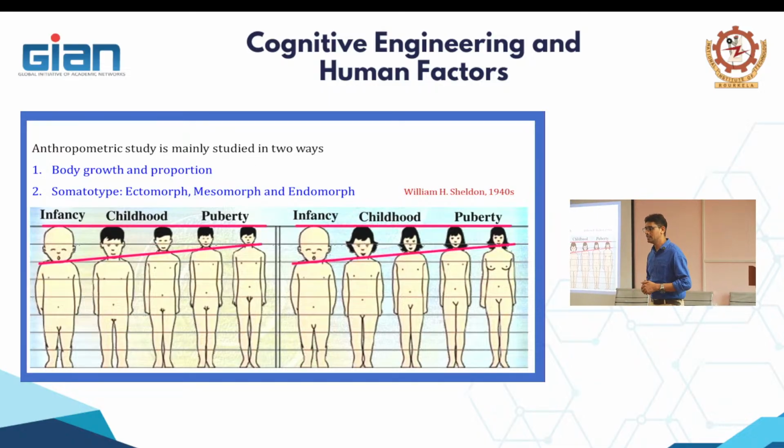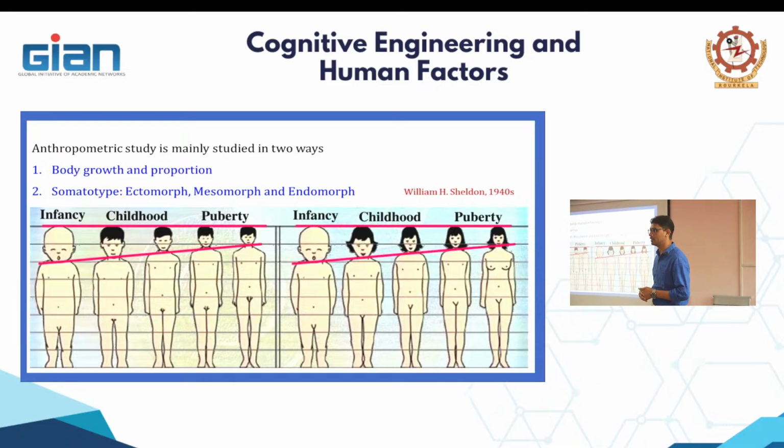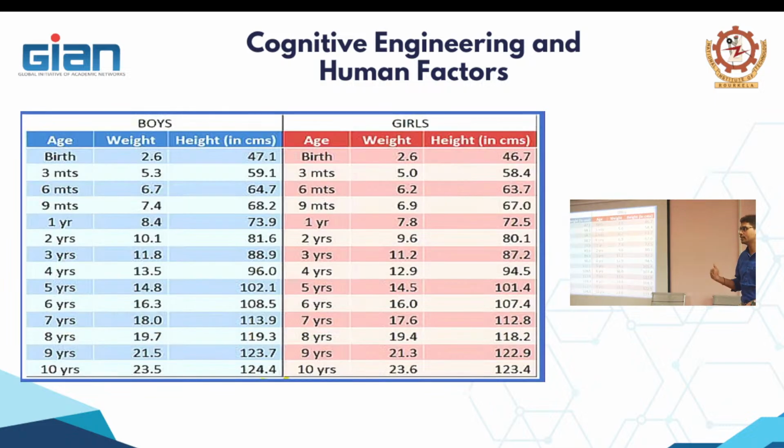Let's say we are designing a pram or a baby walker. That product does not differentiate between a baby boy or a baby girl. Why are they not discriminating? Because if you see this particular anthropometric data, you can observe that up to 10 years of age, the height variation and the weight variation among boys and girls is almost similar. So that much difference is not there.